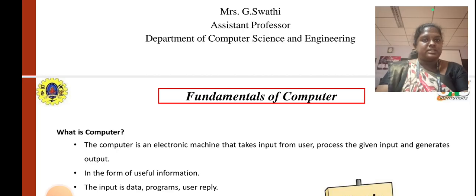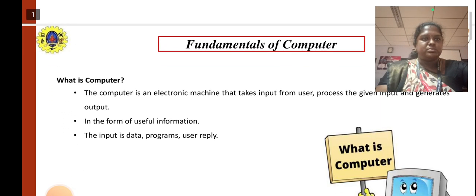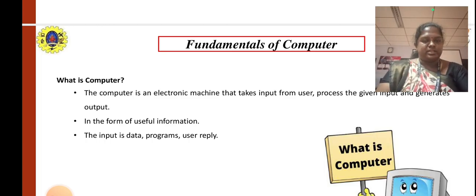A computer is an electronic machine that takes input from the user, processes the given input, and generates output. If you give any input from our side, it gives the output in the form of useful information. For example, while giving int a = 10 and b = 20, it gets input, operates inside the program, and then the output is shown: 10 plus 20 equals 30. That is useful information given by the computer.